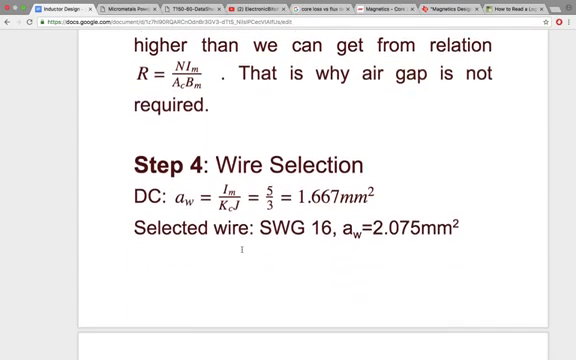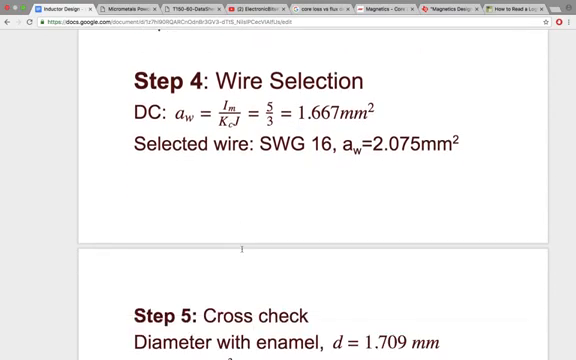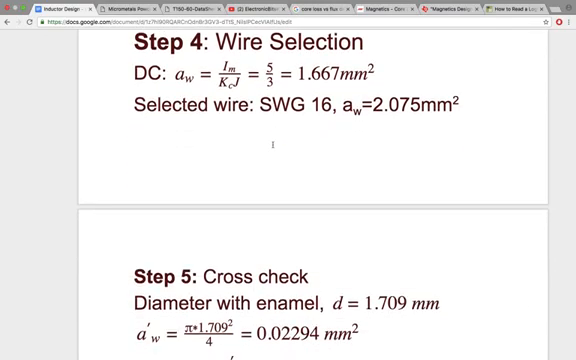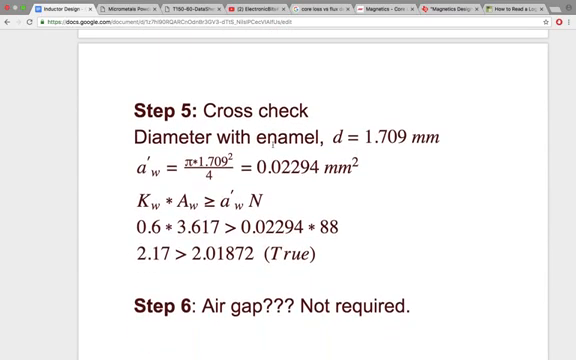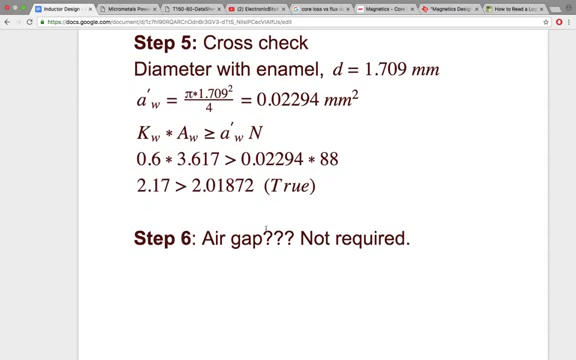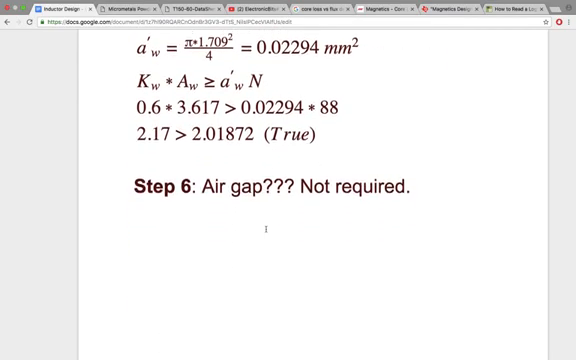Okay, so wire selection is the same method. You just find the cross-sectional area, and that's the same procedure. So wire selection will not change. And then cross check, we again got the same calculations, and then multiplying those numbers, you will get the answers. So here also we can see it is being justified. So do we need an air gap? No, not required, because the AL value is justified.